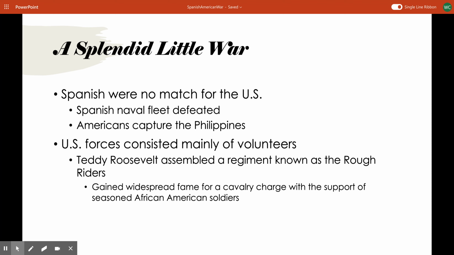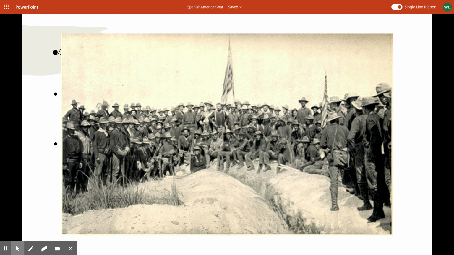And there's a future president, Teddy Roosevelt, who we mentioned just a few minutes ago. He had assembled a volunteer cavalry regiment. And a cavalry regiment are soldiers on horseback. He assembled this regiment known as the Rough Riders, and they became very famous for a charge that relied a lot on the support of seasoned African American soldiers who were serving in segregated infantry and cavalry units. But Teddy Roosevelt and his regiment were pretty famous for a charge that took place during the Spanish-American War in their attempt to free Cuba.